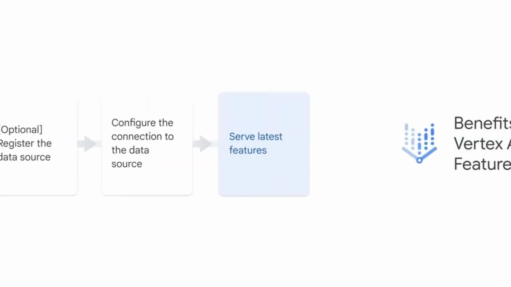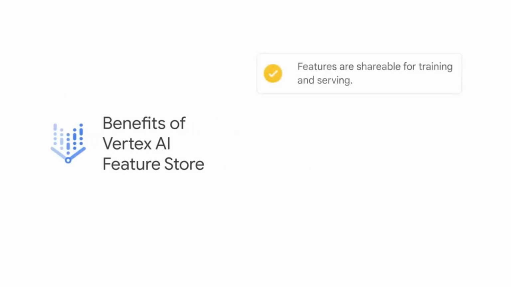So what are the benefits of Vertex AI Feature Store? First, features are shareable for training and serving. They are managed and served from a central repository, maintaining consistency across your organization. Second, features are reusable. This helps to save time and reduces duplicated efforts.